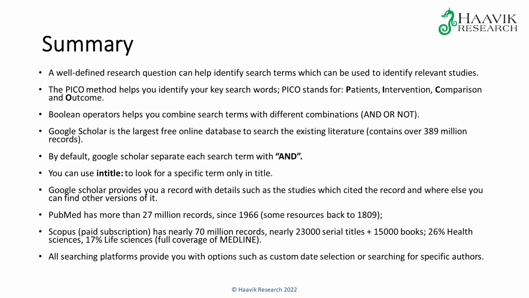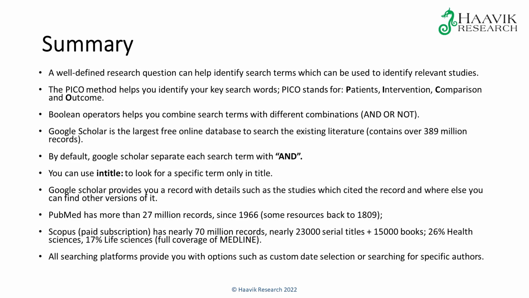Now remember, Boolean operators help you combine search terms, like and, or, not. Sometimes you use the plus and the minus, especially for Google Scholar. So that adds definitely has to include this word or definitely should exclude that word. Google Scholar is the largest free online database for the existing literature, 389 million, and that was in 2018. And by default, Google Scholar uses the Boolean operator AND. So if you just put in the terms, it will assume you meant AND. You can also narrow it down to in title.